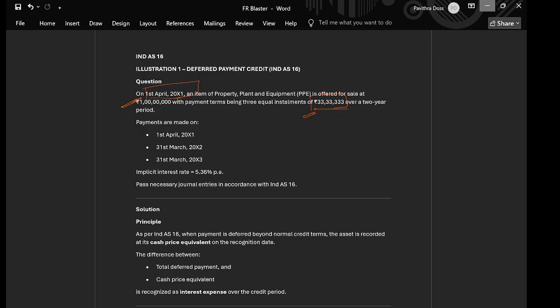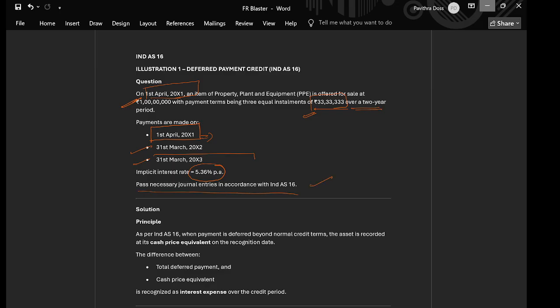Okay, but that is not how we are going to record. There is something called the time value involved, which we already know, and they are telling that it is going to be over a 2-year period, which means the first installment is going to be paid on 1st April 20X1 itself, and the second and third are going to be paid on 31st March 20X2 and 31st March 20X3. So like this only they are going to pay. They have also given the implicit interest rate at 5.36 percent per annum. What is the necessary journal entry in this regard?